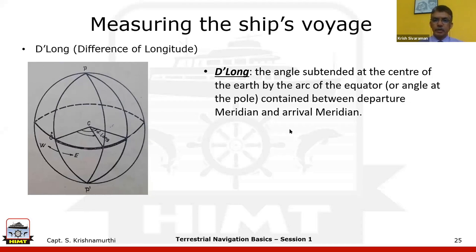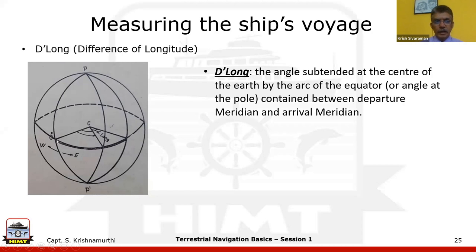It's not a good idea to use the word departure here because it tends to confuse, but start meridian and stop meridian. Somewhere on this meridian, the ship has started a voyage and ended up somewhere on this meridian. The D-long is that angle at the center of the earth subtended by the arc of the equator between this meridian and this meridian, starting meridian and finishing meridian.